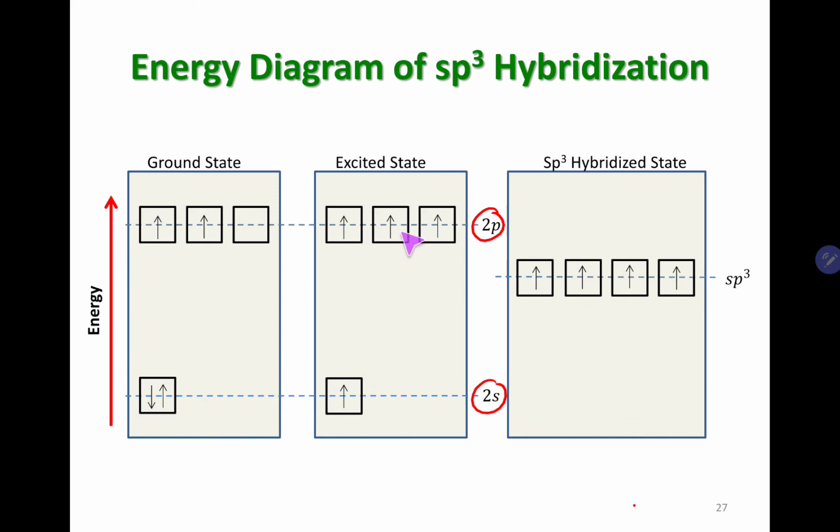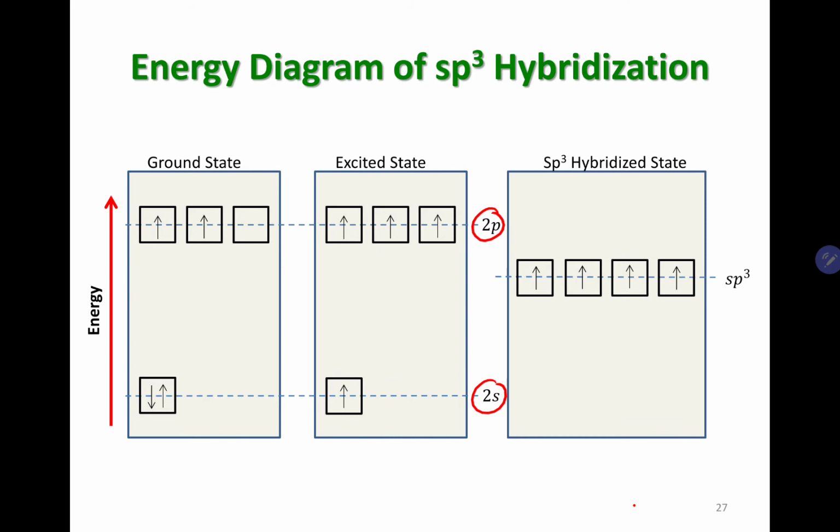Now carbon has four unpaired electrons. As you can see, initially carbon only had two unpaired electrons, but once it is excited, it has four unpaired electrons, three in the 2p orbitals and one in the 2s orbital. If carbon makes bonds like this, it will probably make four bonds, but the problem is that you will have two different kinds of bonds.